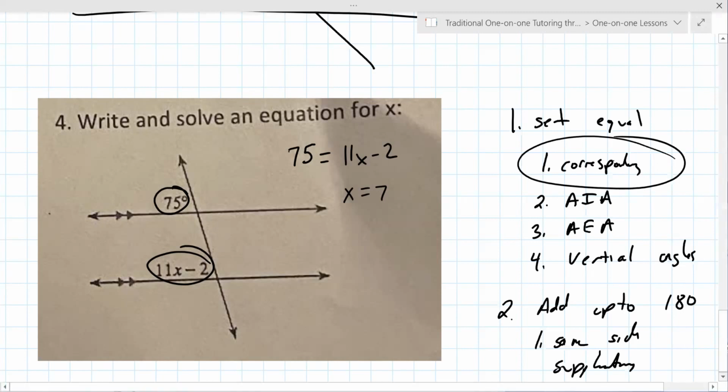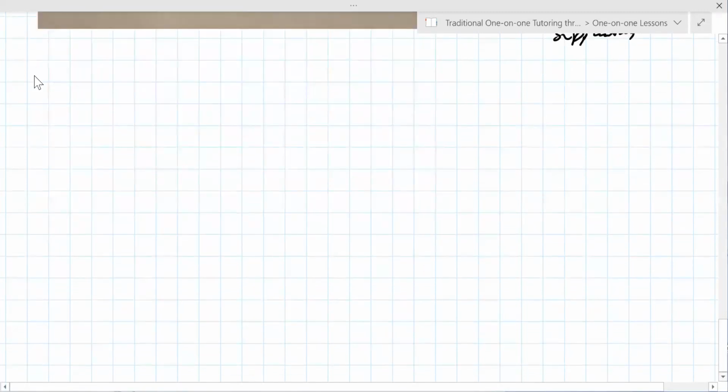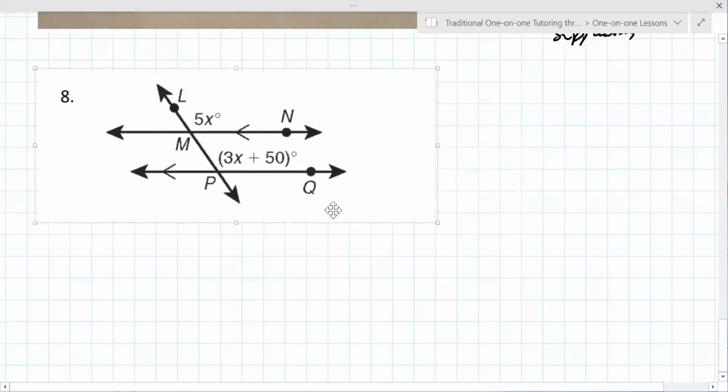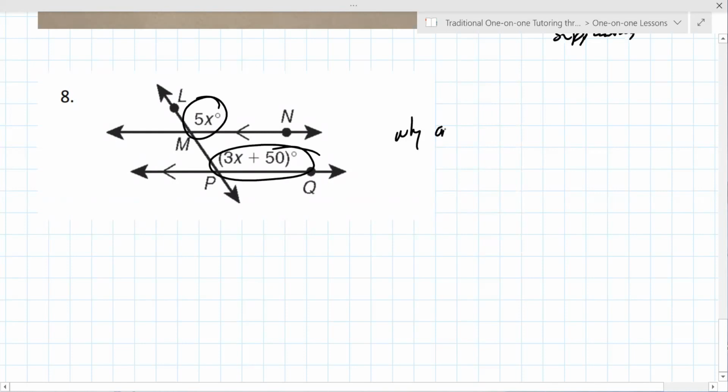Okay, so yeah, we're cruising through this lesson. There's not a ton of other stuff here, unless you got something else to surprise me with. You got 5x, you got 3x plus 50. Why are they equal? I'm telling you now, they're equal, so you've got to tell me the reason why.